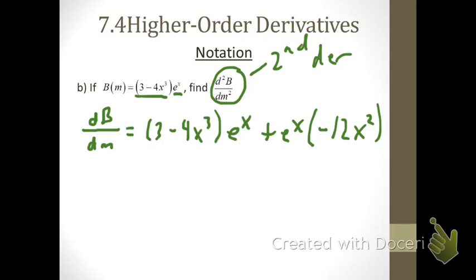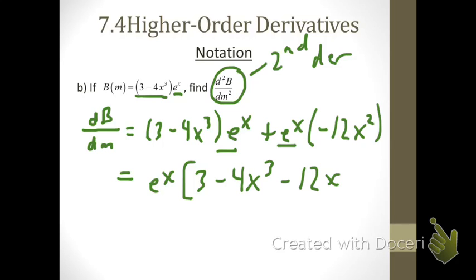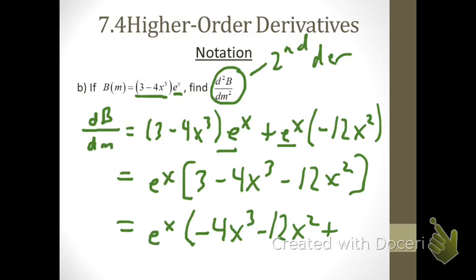One thing I'm going to do here is make this look a little neater so that when I take the second derivative, it's going to be nicer to work with. You notice how e to the x is a factor for each of these two terms? I'm going to factor out the e to the x, and that's going to leave me with 3 minus 4x cubed minus 12x squared, which I'm then going to rewrite as e to the x times -4x cubed minus 12x squared plus 3.